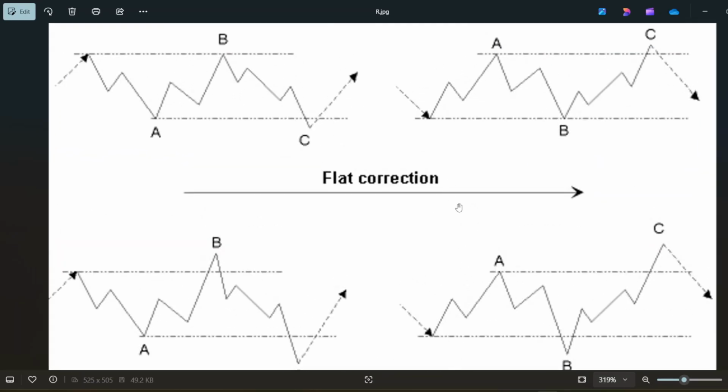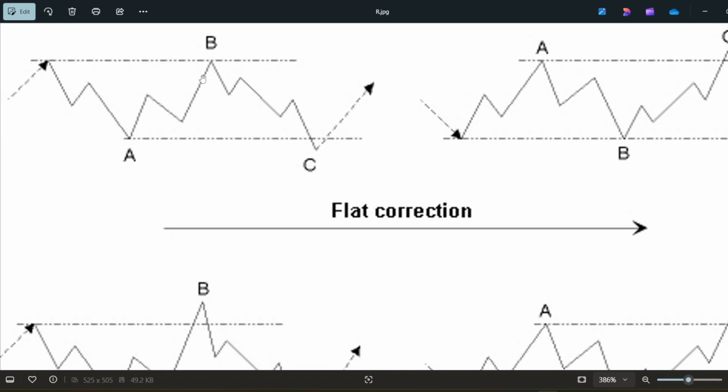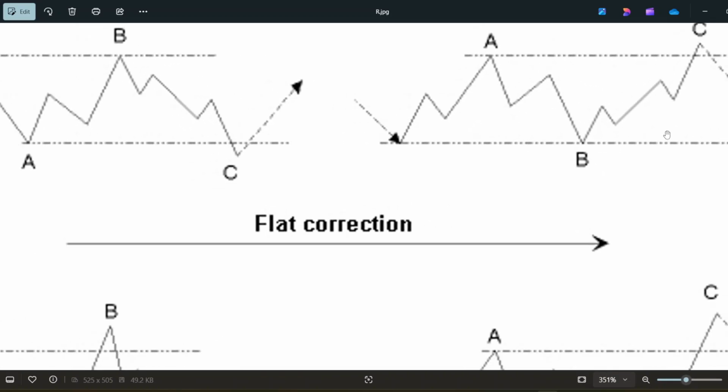In a regular flat correction, wave B retraces close to 100% of wave A, and wave C ends around the same level as wave A. You can see what happened here for a buy and for a sell.